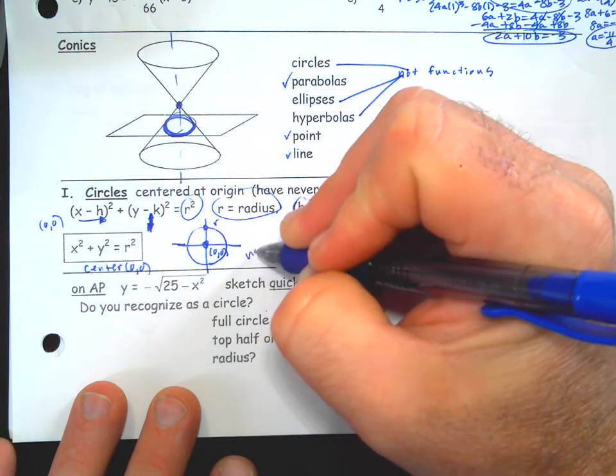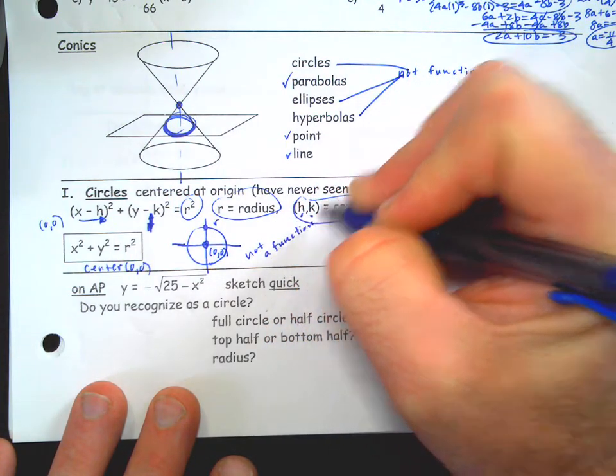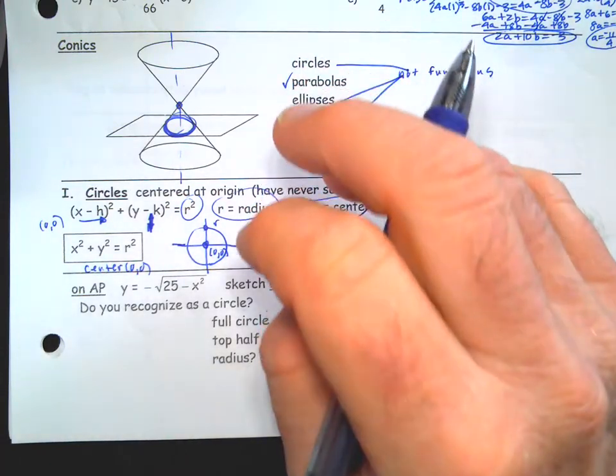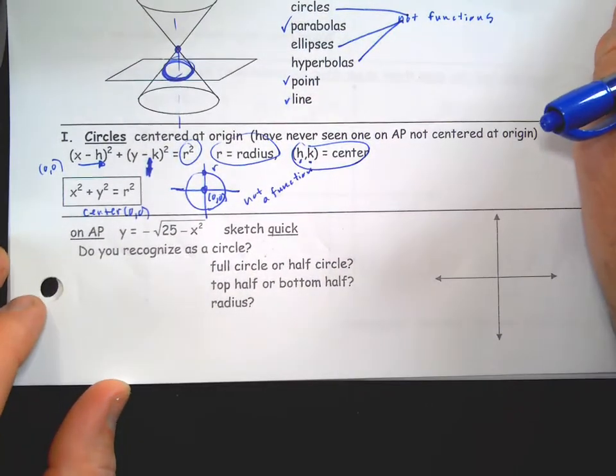Now, this is not a function, right? It fails the vertical line test. Every input has 2 outputs, most of them. But we'll talk about how that gets taken care of.